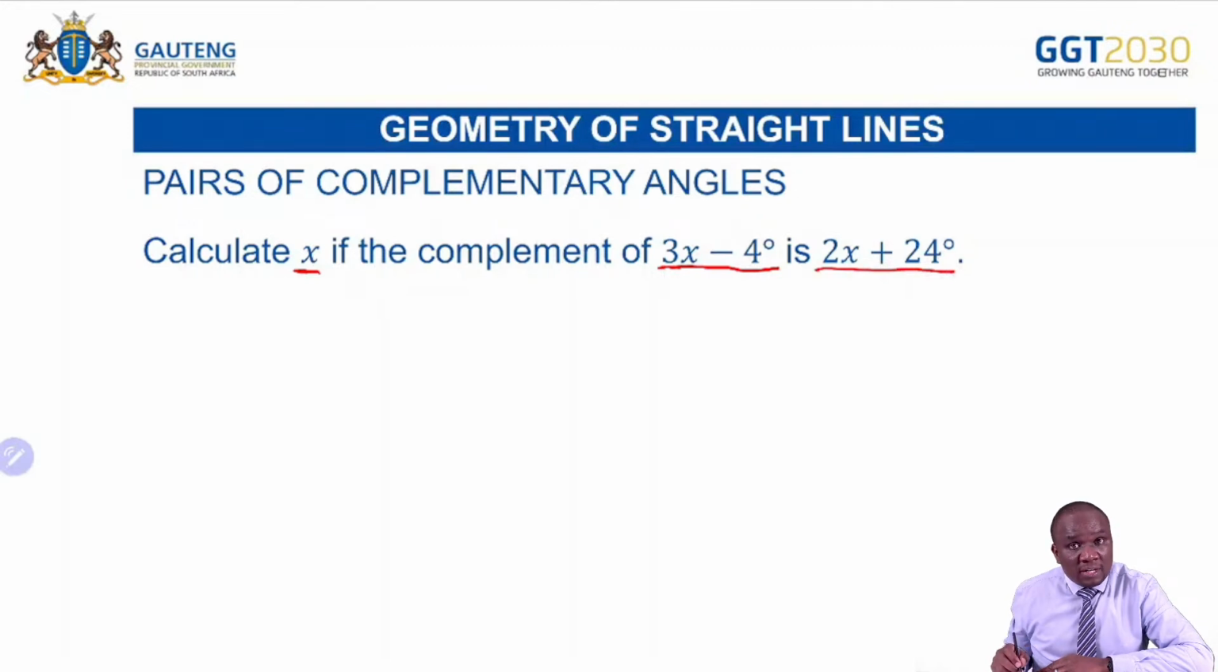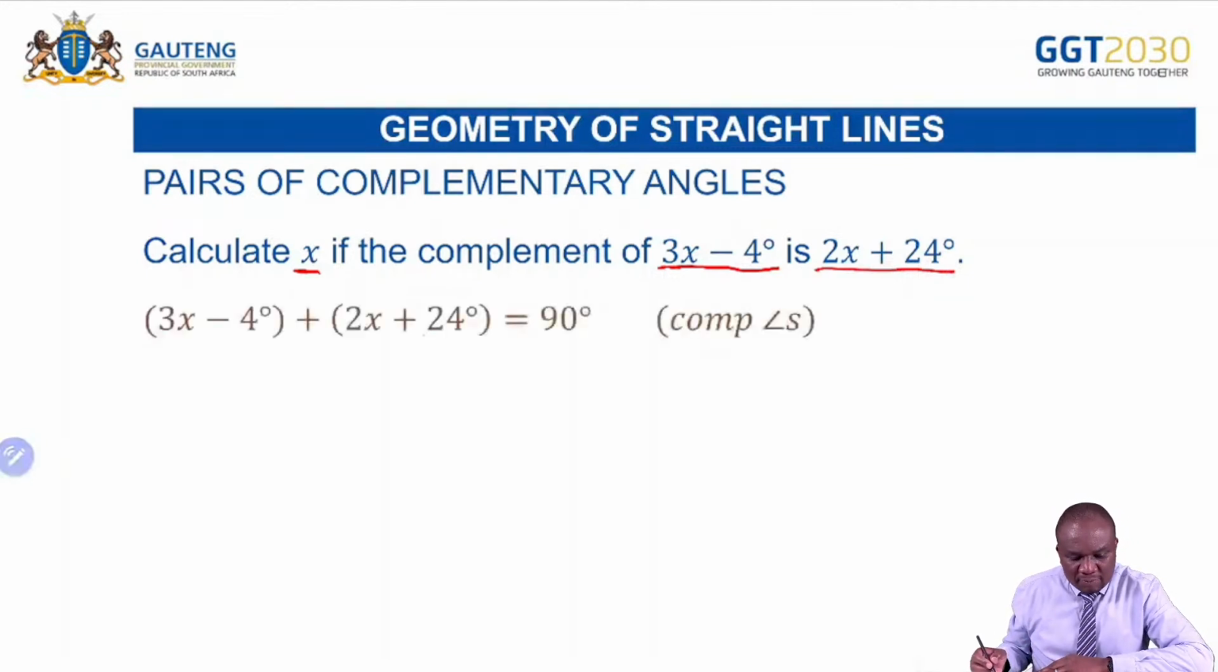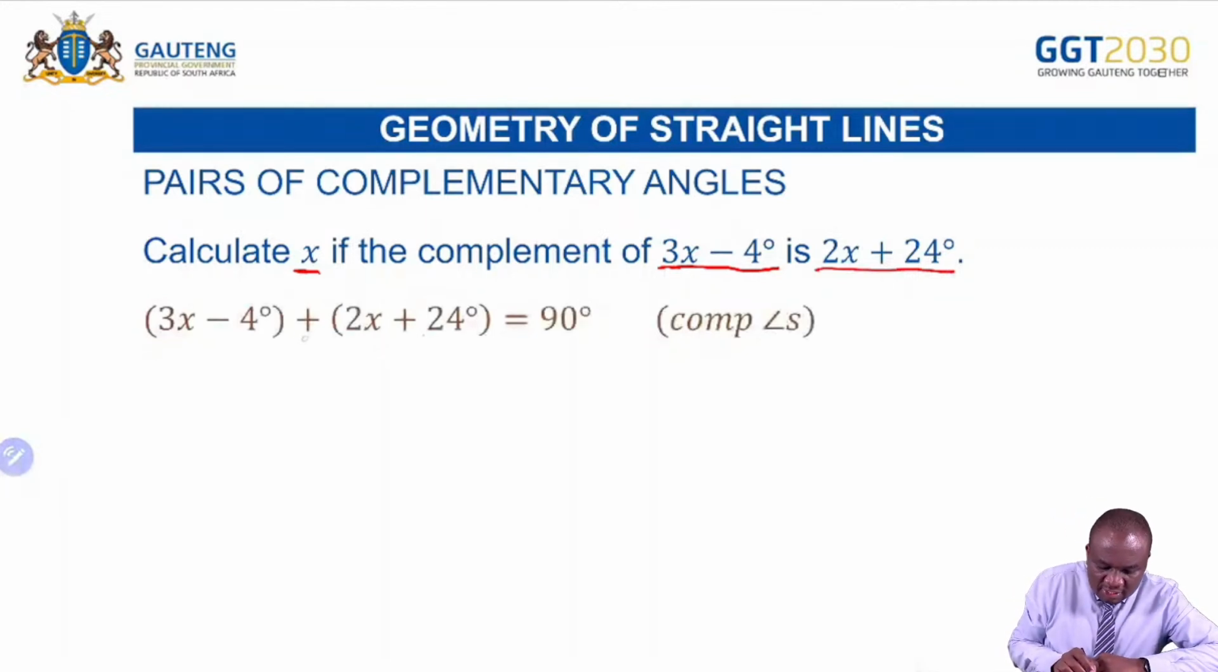These angles are complementary angles. So it means that if we add them, they must give us what? 90 degrees. So it's going to be 3x minus 4 plus 2x plus 24 is equal to 90 degrees. The good thing is that outside the brackets we have positive 1.